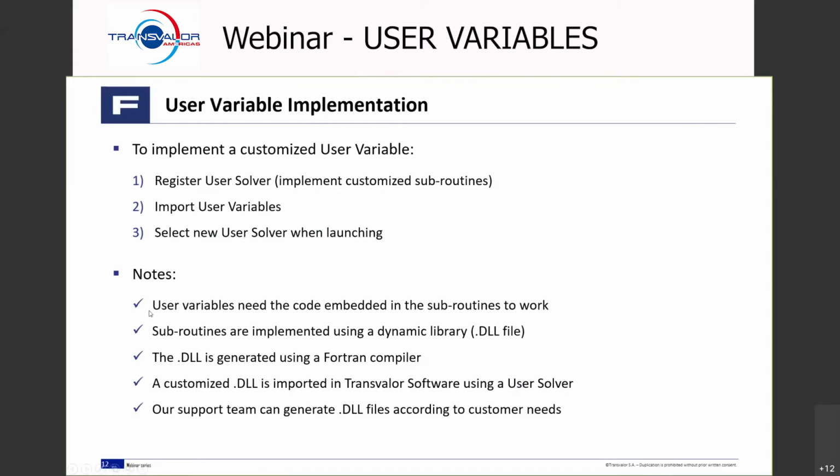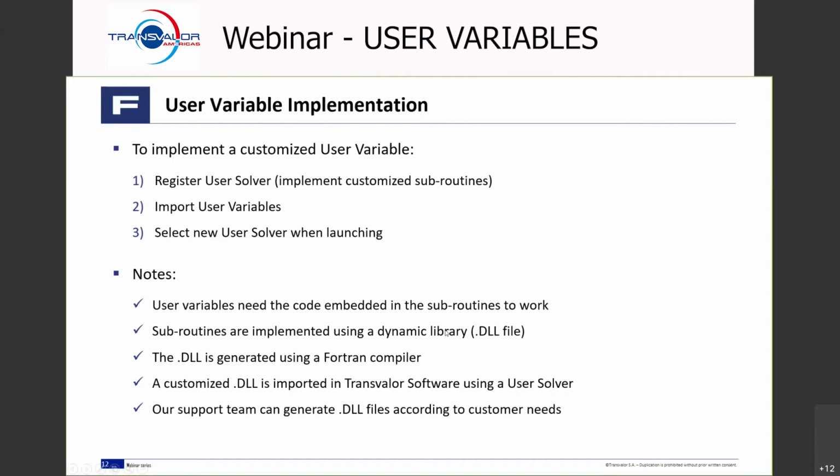Here, I have added some notes just to review the concept of user variable, subroutines, and the dynamic library, because it's a little confusing when we introduce this concept. Once we have decided what we want to do with our user variables, we will need to code these in the subroutines. If we don't import the subroutines, the user variable will not work and we will get a crash. To implement the subroutines, we use a dynamic library.